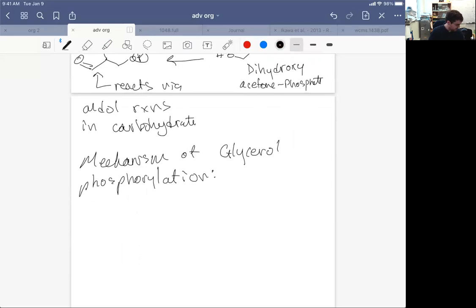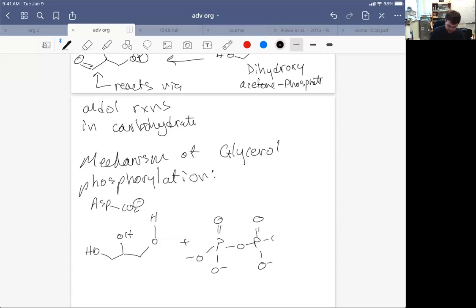What we do is we take glycerol, I'm going to draw this hydrogen up here. Here we're going to use a basic residue, which is actually a carboxylate anion, aspartate 245 of this enzyme. Now, this is an ATP-dependent enzyme because the ATP provides the source of phosphorus for our phosphorylation process. ATP is a common phosphorylating agent.